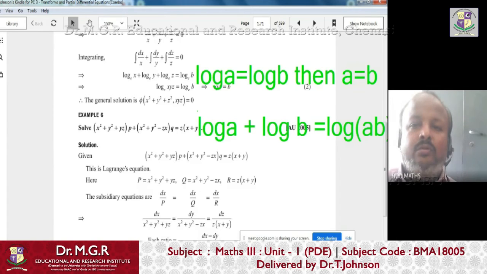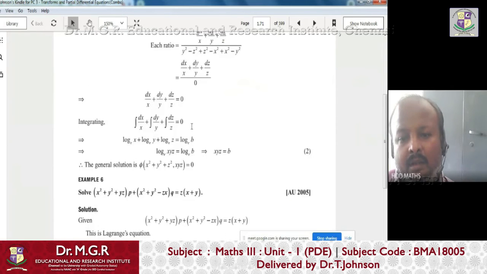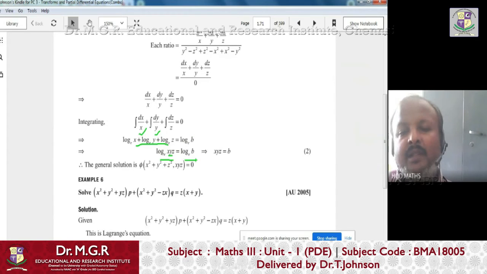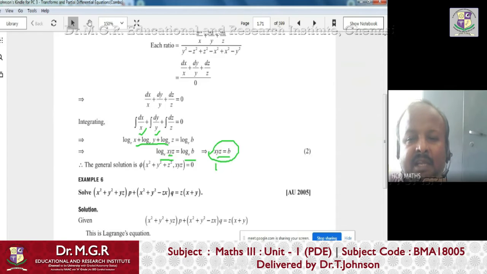So using this rule in logarithms, they write log x plus log y plus log z as log of x, y, z. If addition is coming here, all the terms should be in multiplication here. And here still b is arbitrary, log b is also arbitrary. And if log a equals log b, the logarithms of two things are equivalent, then the two things should be equal. If log a equals log b, then a should be equal to b, right? And again this is a function of x, y, z, and we call it v.